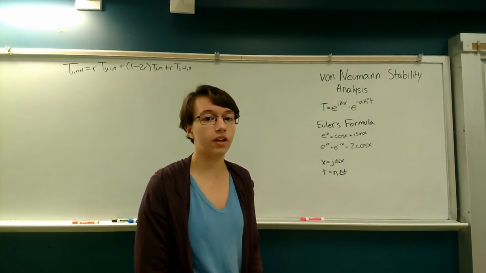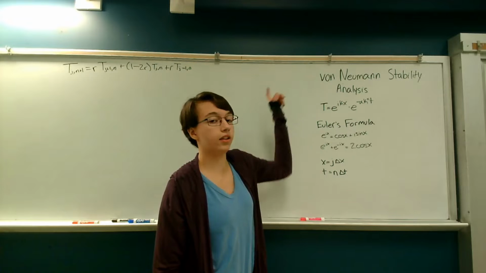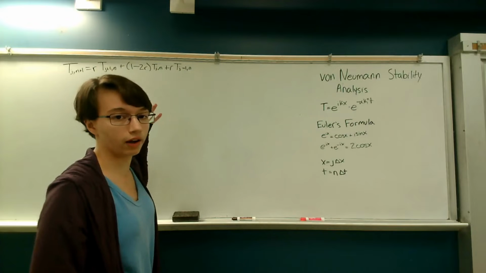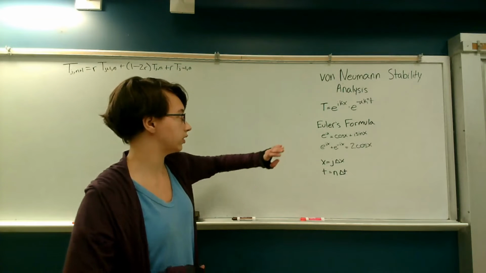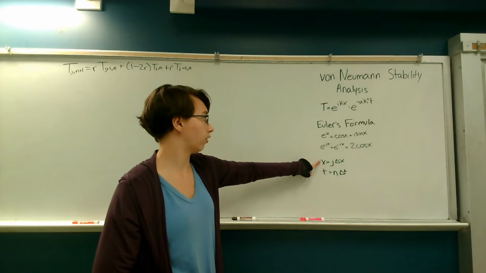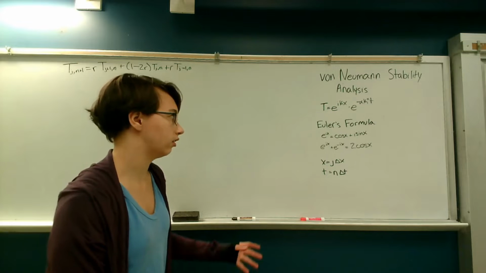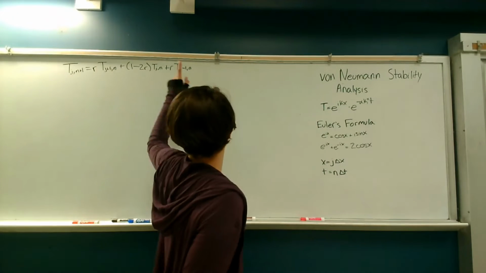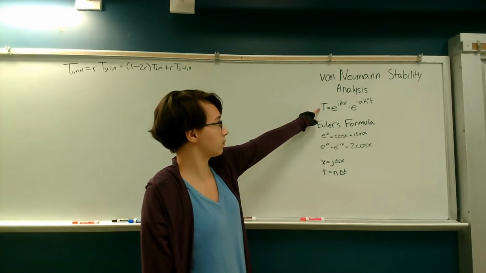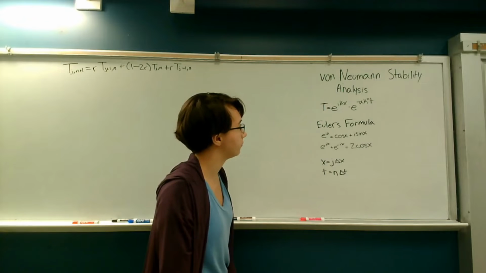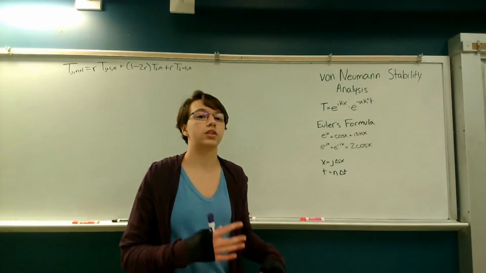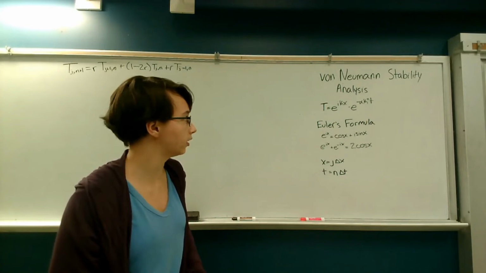Alright, so the next thing we're going to do is a von Neumann stability analysis on this equation that we derived earlier. And to do that, we're going to need to keep in mind Euler's formula, which I've written here. And then also, here are the x and t definitions that we also derived in relation to this equation. So for this stability analysis, we're going to be using this solution for the temperature. And we're going to be using that, and plugging it into here, and then figuring out some bounds on what R can be for the stability analysis.